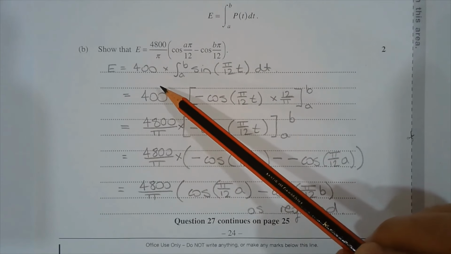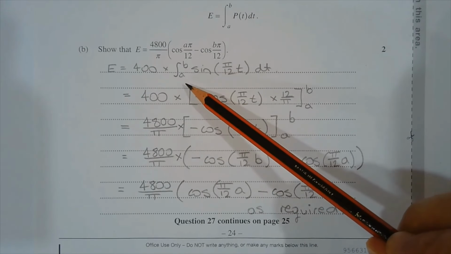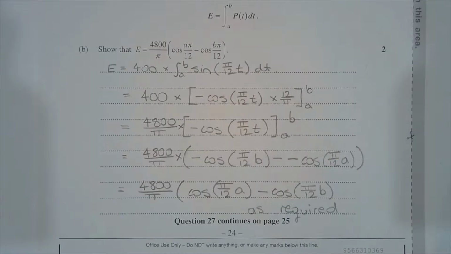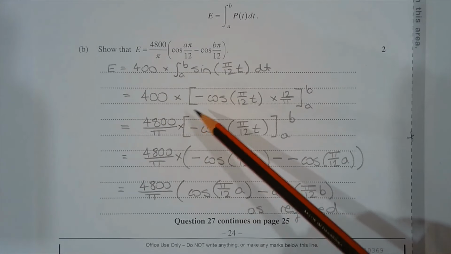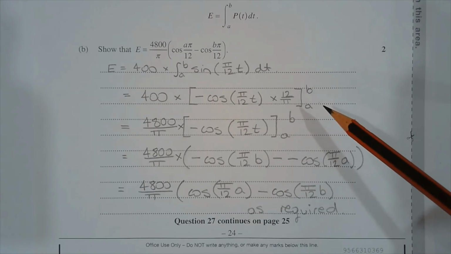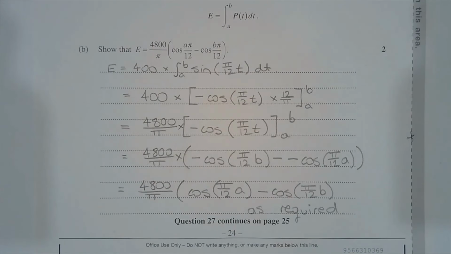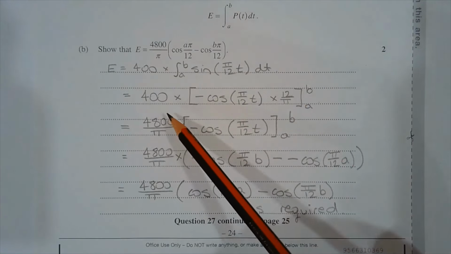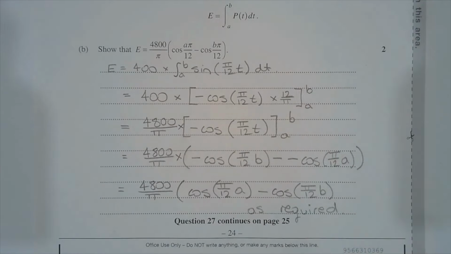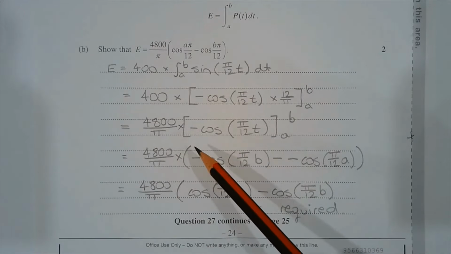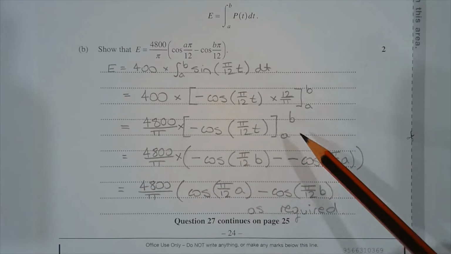E equals 400 multiplied by the integral from t equals A to t equals B of sine of pi over 12t dt. And that equals 400 multiplied by negative cos of pi over 12t multiplied by 12 over pi from t equals A to t equals B. This multiplication by 12 over pi can be taken outside of the square brackets since 12 over pi is a constant. And that equals 4,800 over pi multiplied by negative cos of pi over 12t from t equals A to t equals B.